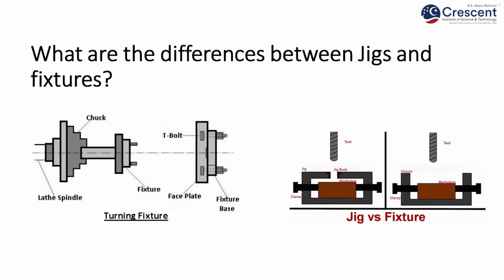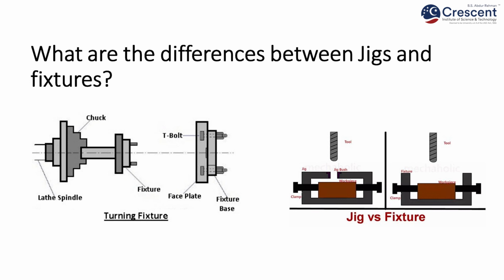So jigs and fixtures are both essential tools we have already seen in manufacturing and machining. A jig is a tool that is going to locate, hold, support and guide the cutting tool. What about a fixture? A fixture doesn't do that. A fixture only locates, holds and supports the workpieces. Of course, there are some very distinct differences between them.